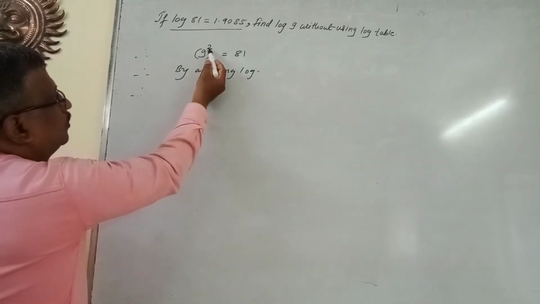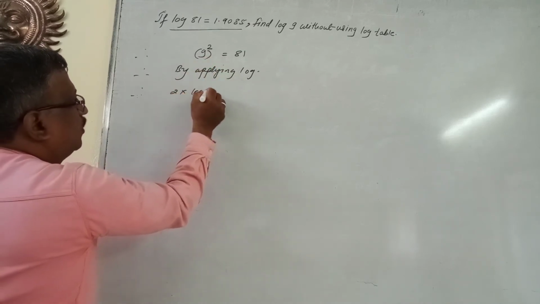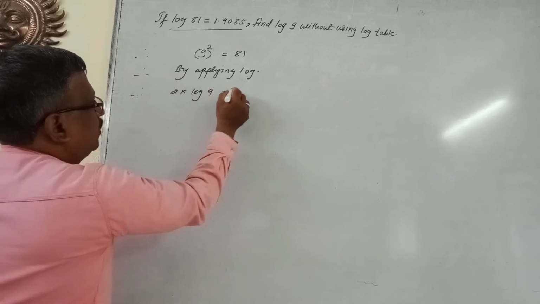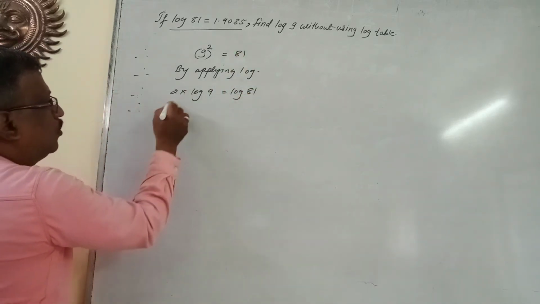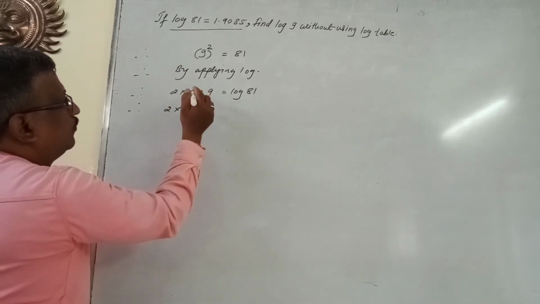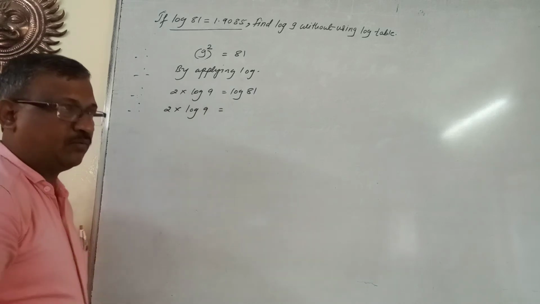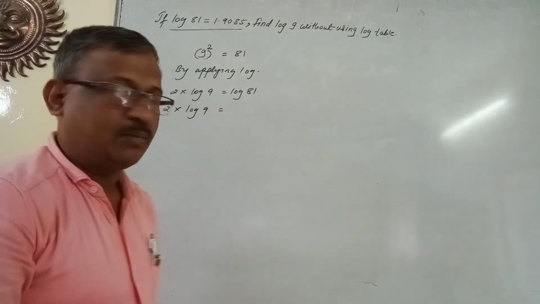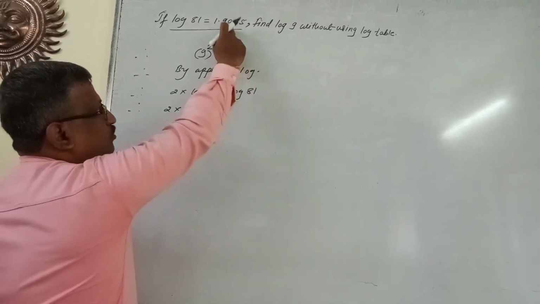So when you apply the log, 2 you shift to this side, it becomes multiplication, that is 2 into log of 9 is equal to the log of 81. You keep log of 9 as it is, because we should not use the log table here. But we know the log of 81, which is already given in the problem.